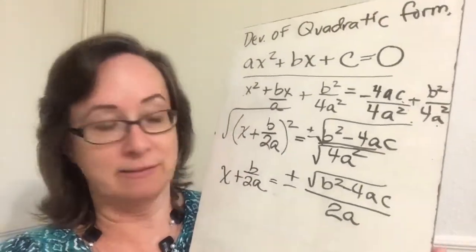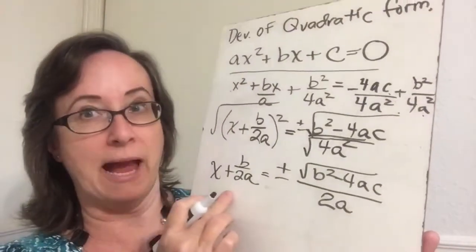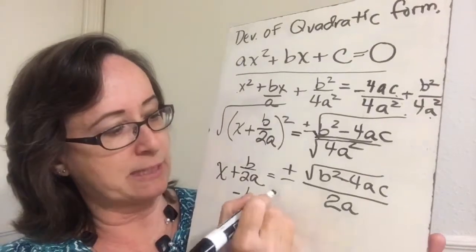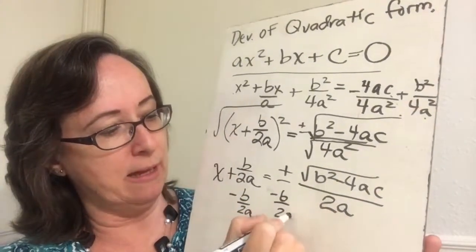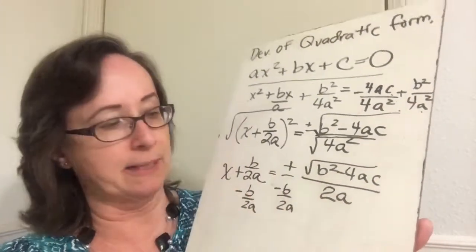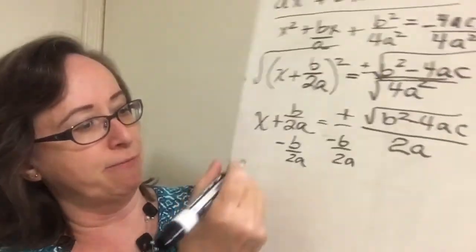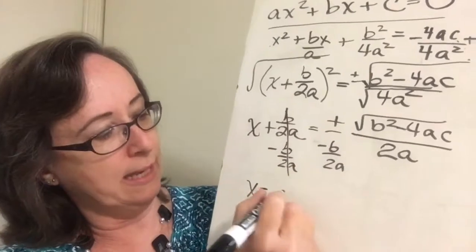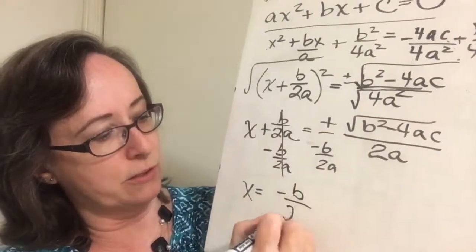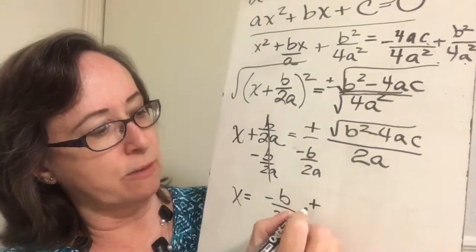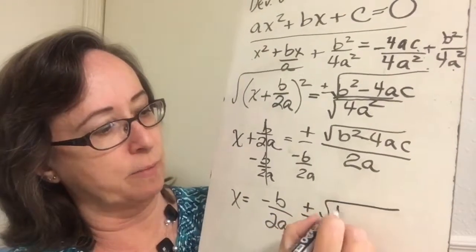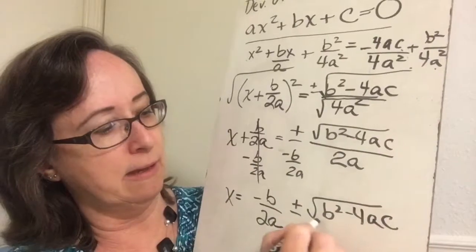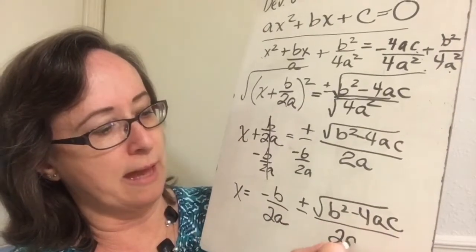Last step. So now I'm going to subtract the b over 2a. And I'm going to subtract b over 2a right in front of my plus and minus. And my final answer is x equals negative b over 2a plus or minus the square root of b squared minus 4ac all over 2a.